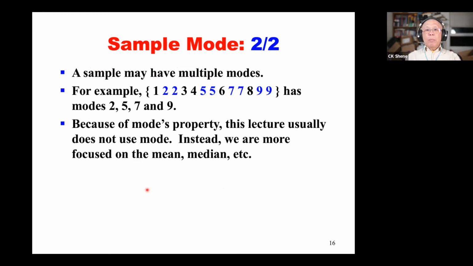So sample mode: a sample may have multiple modes. Now, look at this data set. The modes are 22, 55, 77, 99, because all of these four values appear twice. Because of this property, this lecture usually does not use mode. Instead, we are more focused on the use of mean, median, and so on.